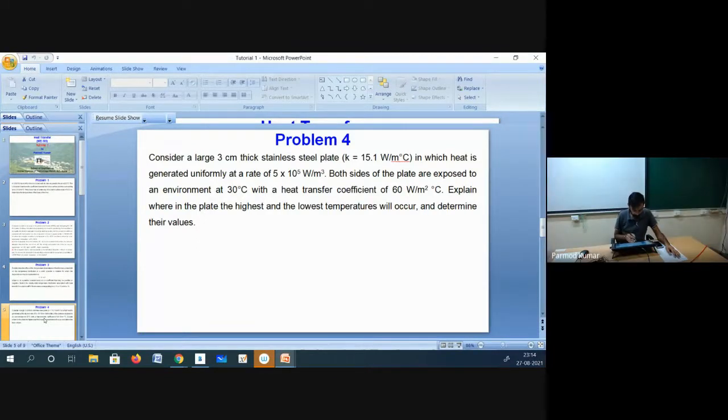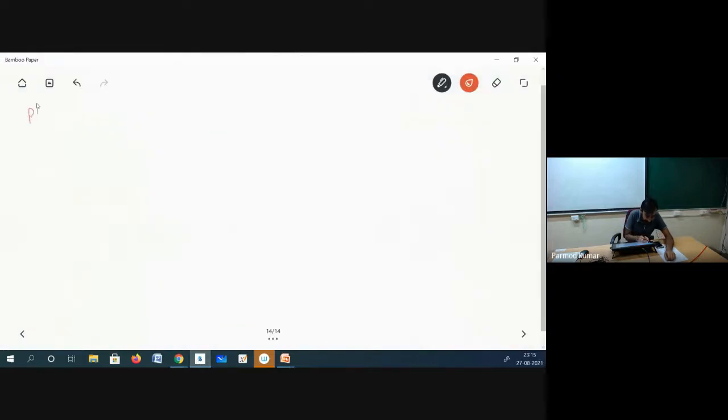So now we are having a 3 centimeter thick stainless steel plate. Its thermal conductivity is 15.1 watt per meter degree Celsius, and heat is generated uniformly at a rate of 5 into 10 to power 5 watt per meter cube. Both sides of the plate are exposed to an environment of 30 degrees Celsius with a heat transfer coefficient of 60 watt per meter square degree Celsius. We have to explain where in the plate the highest and the lowest temperature will occur, and we have to determine their values.